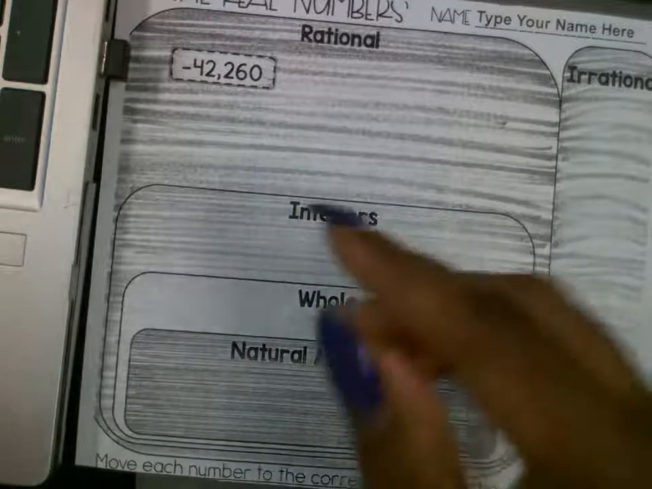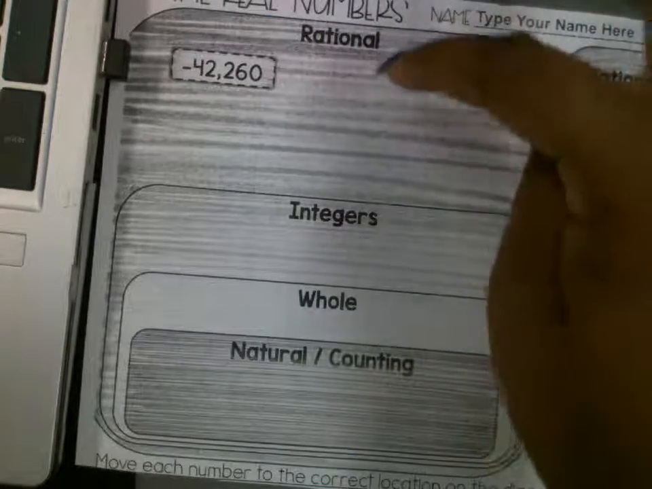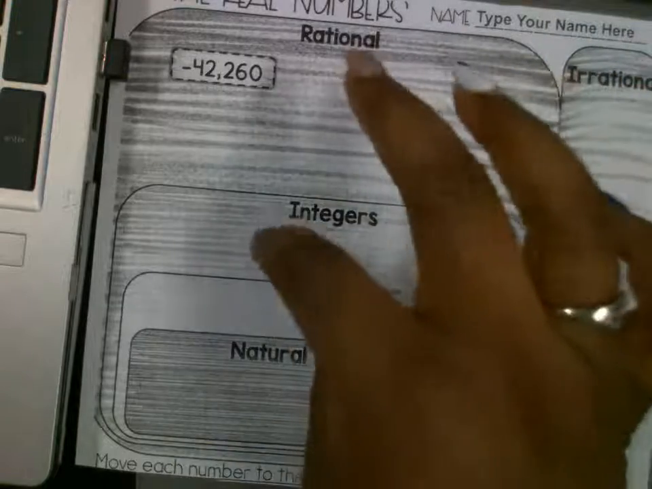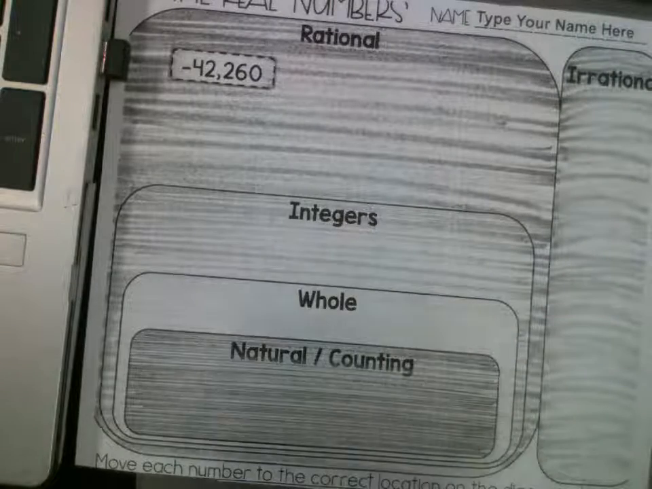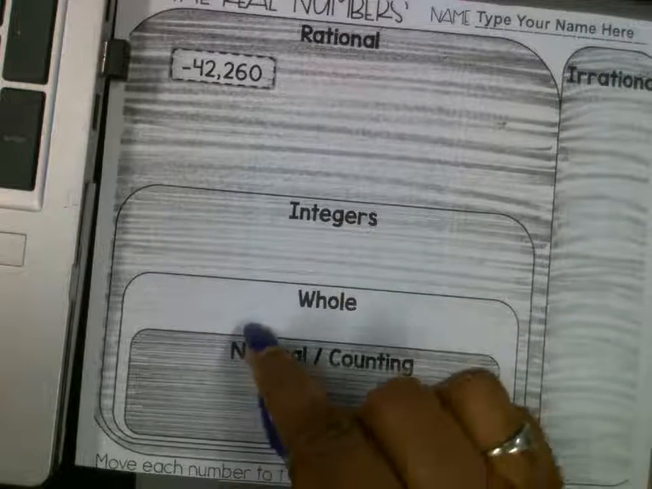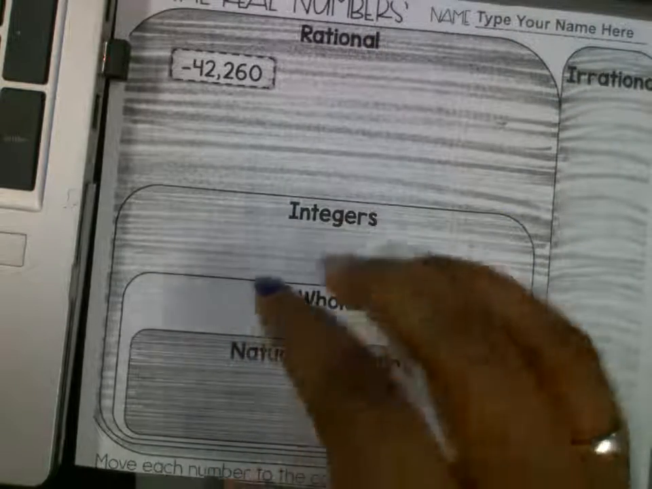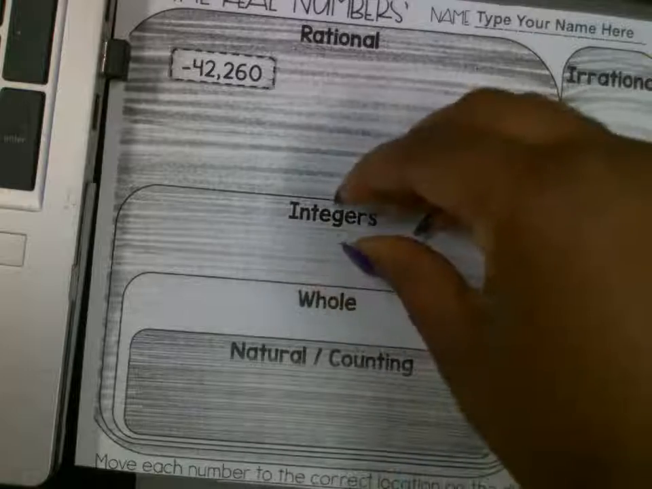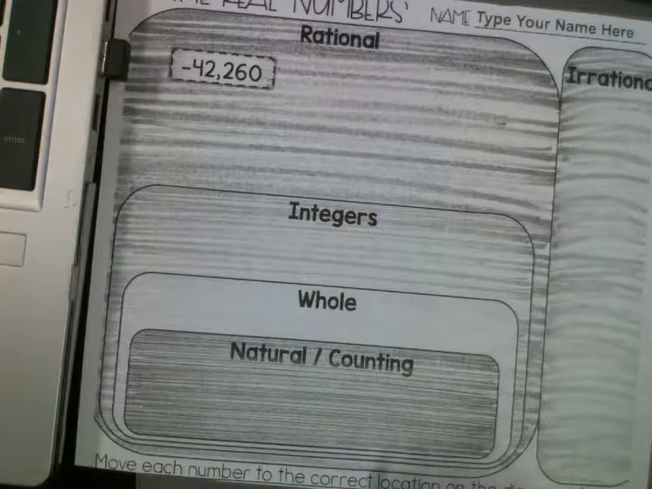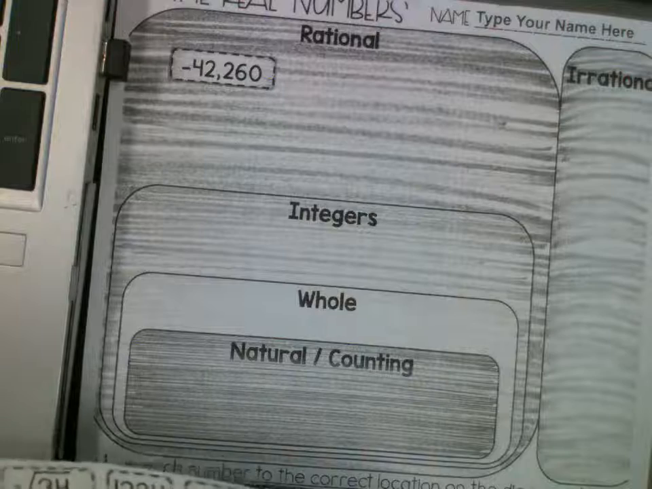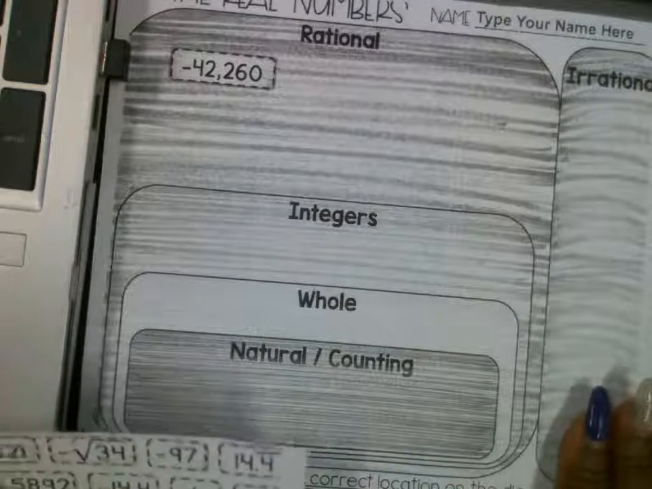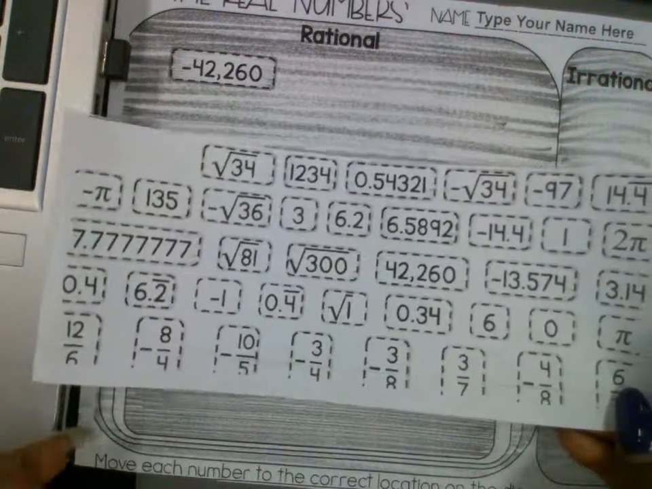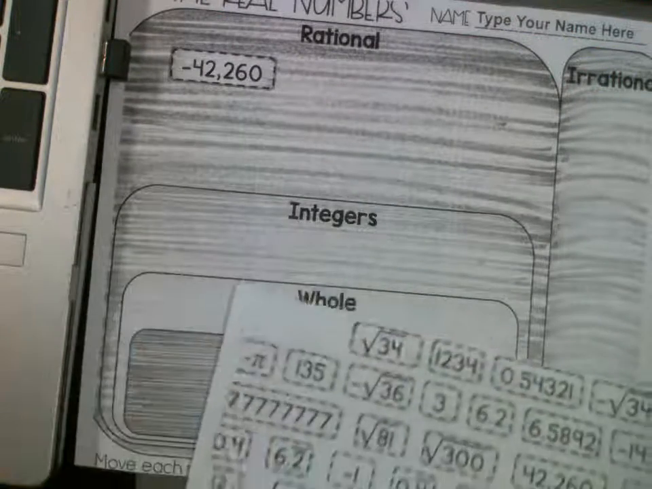Okay, if a number is both rational and an integer, then you put it in the integer box because the integer box is also inside the rational box. If a number is a whole number, it's also an integer and a rational number, so you put it in the whole number box because the whole number box is automatically in the integer and the rational box. Okay? So that's how that works. If it's irrational, you put it along the side here. All right, I'm going to give you time to cut it out. As you're cutting it, put it where you think it belongs.